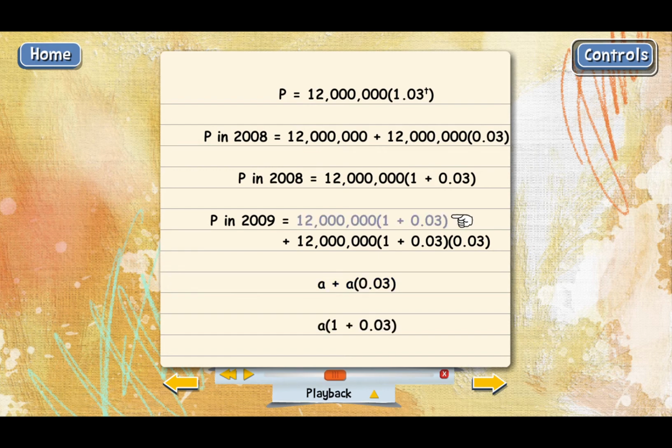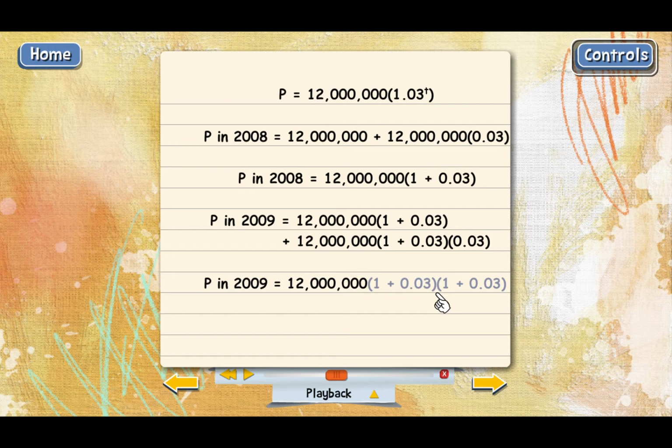And so that's what I'm going to do, only A is just going to be this big messy expression right here. And when we do that factoring step, here's what we end up with: 12 million times 1 plus 0.03 times 1 plus 0.03. And then we can write this as a square. And this expression represents the population of the country in 2009. And you may be figuring out what we're doing here. This function is starting to look more and more like the exponential function that we've constructed.